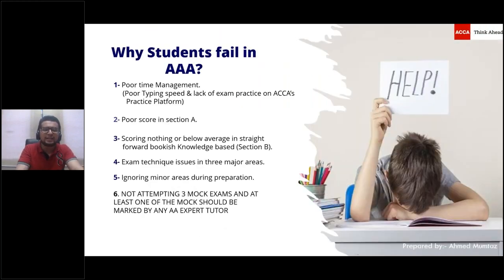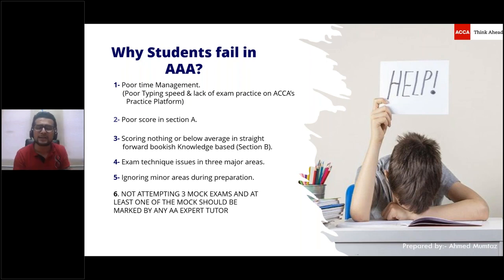Why are students failing this exam so much? Now quickly, let's invest 5 minutes on that. The first reason is poor typing speed and lack of familiarity with the ACCA practice platform, but you can counter that. Solve at least 3 questions per day, 10 to 20 marks each, and solve them on the ACCA practice platform.